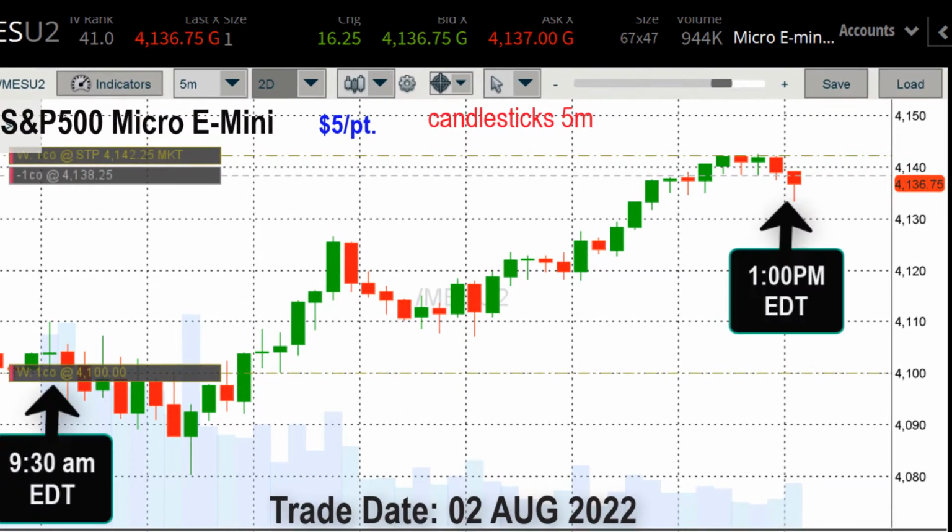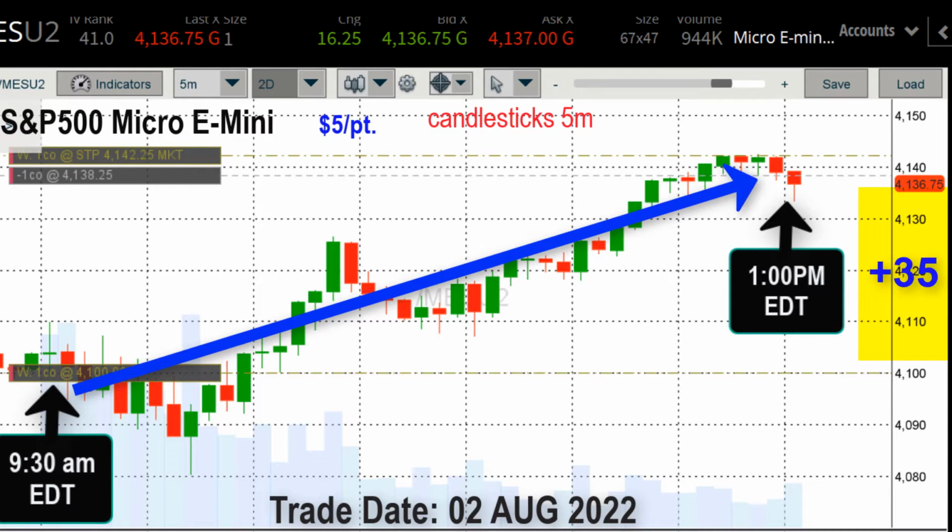The trade date is the 2nd of August, 2022, and you can see the market opened at 9:30 Eastern Time. And for the next 3.5 hours, it went up only about 35 points. Now, for beginners, you should know 35-point movement in 4 hours is not a strong trend.